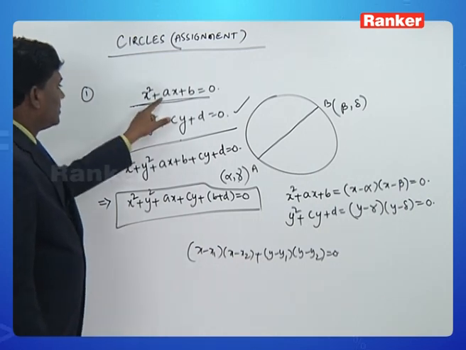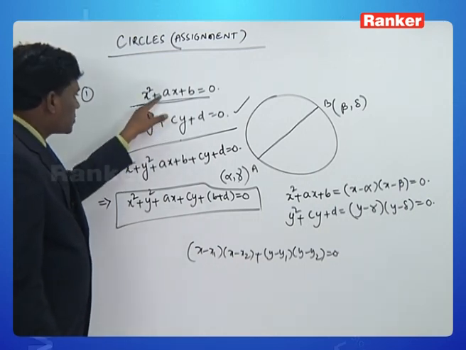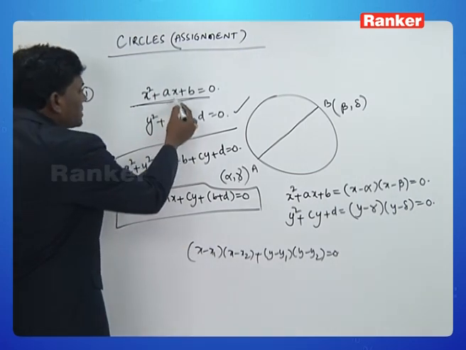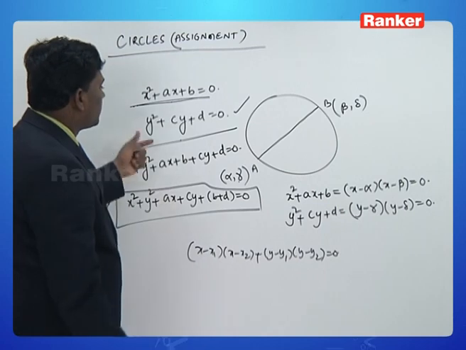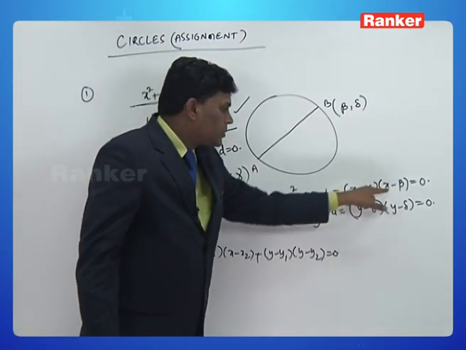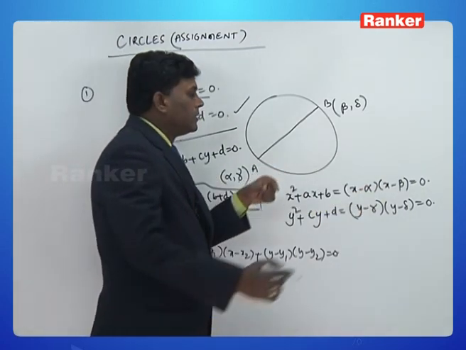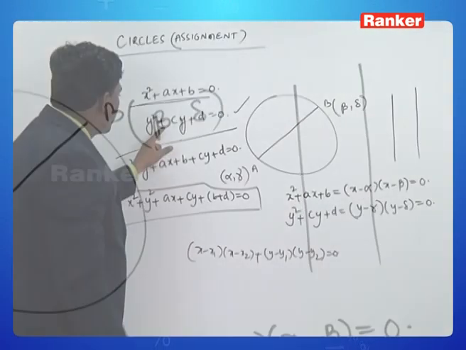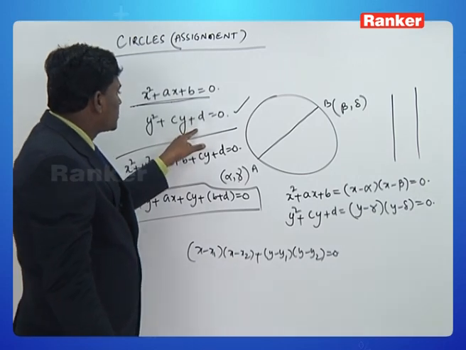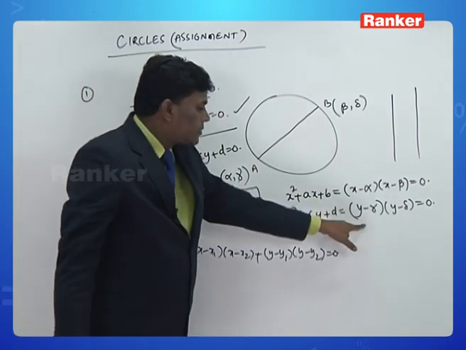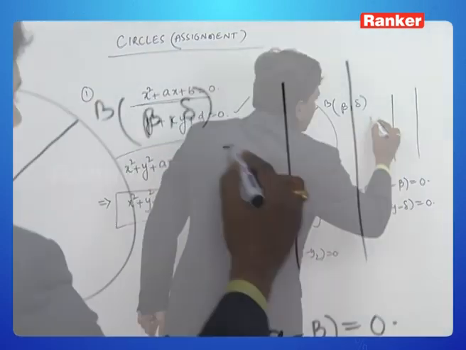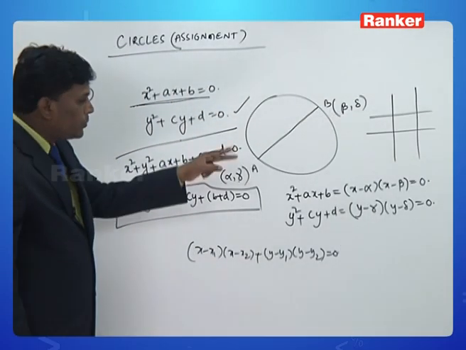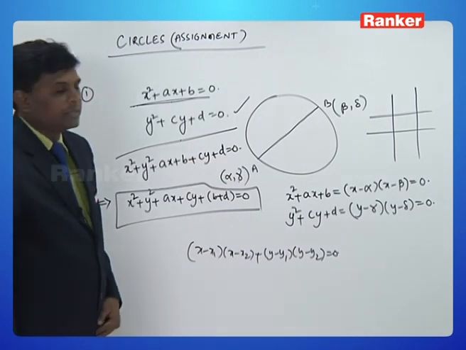Suppose these two are representing two pairs of lines, x square plus ax plus b equals to 0. On factorization you are getting two vertical lines. Similarly, y square plus cy plus d equals to 0. On factorization you are getting two horizontal lines. Here we can easily understand that these two pairs are forming a rectangle.